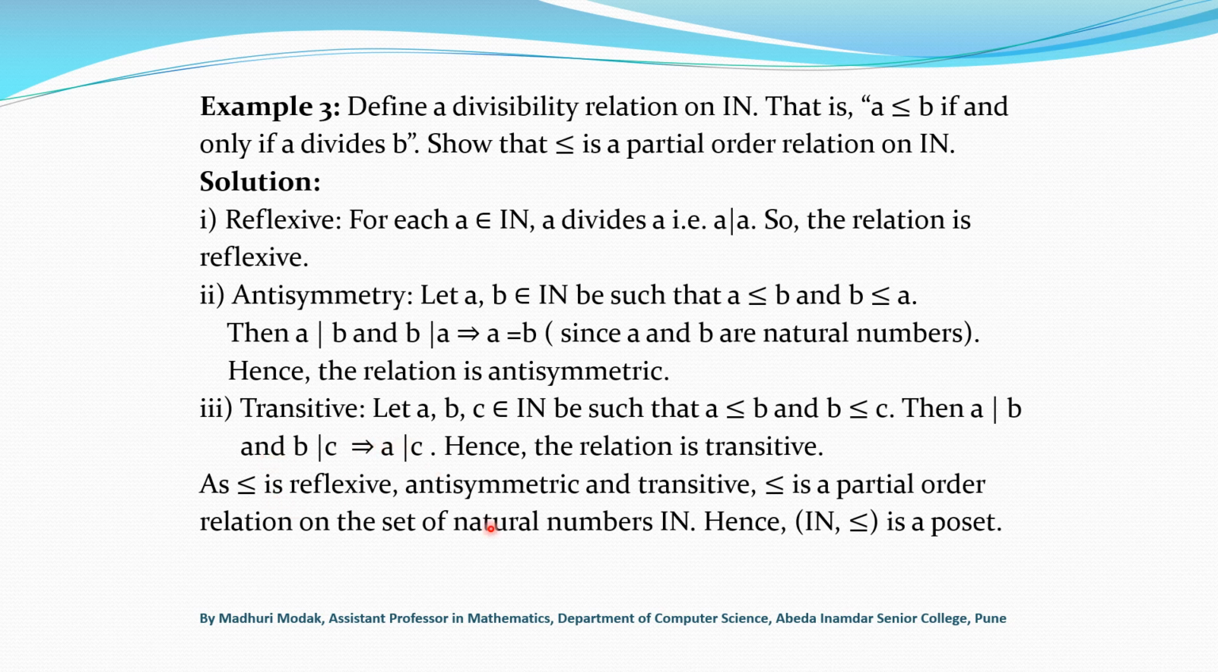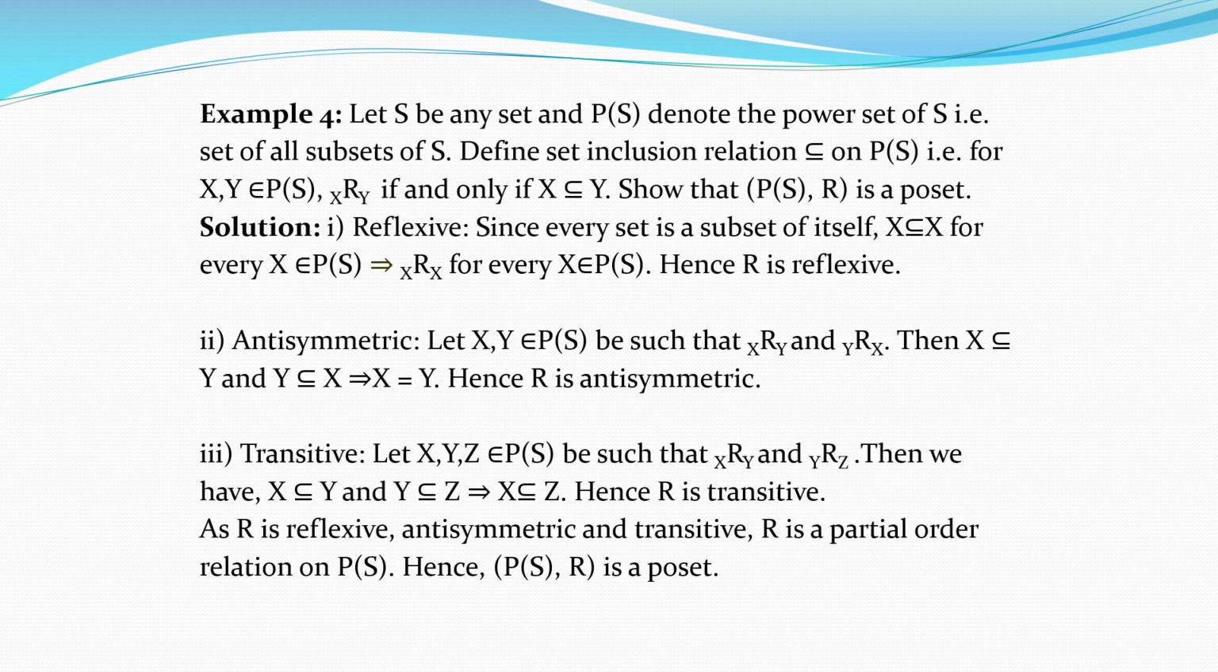Now as the relation is reflexive, antisymmetric and transitive, it is a partial order relation on the set of natural numbers N. So N together with this relation, means together with the divisibility relation, is a POSET. Now this is a very important relation which we will use in further examples.